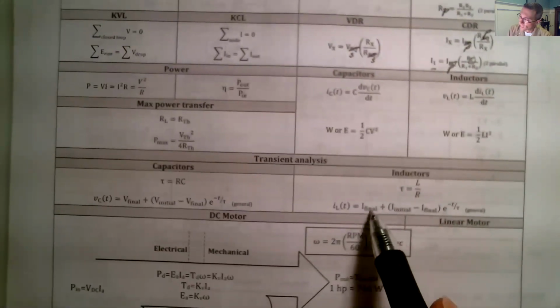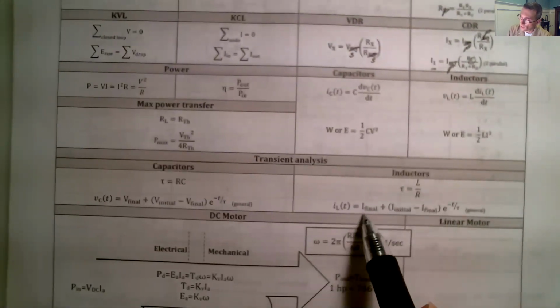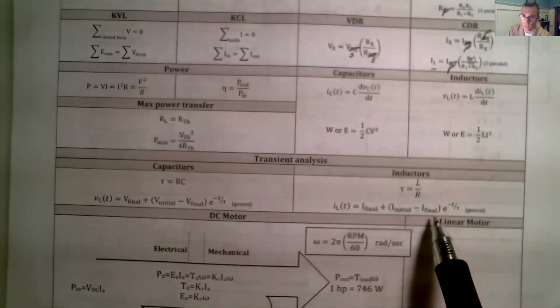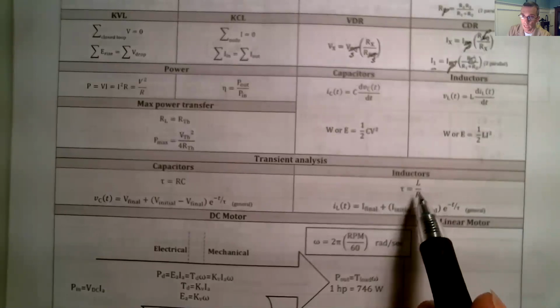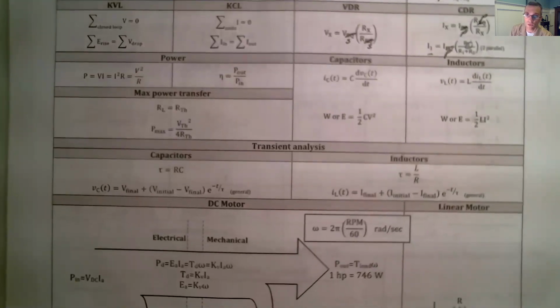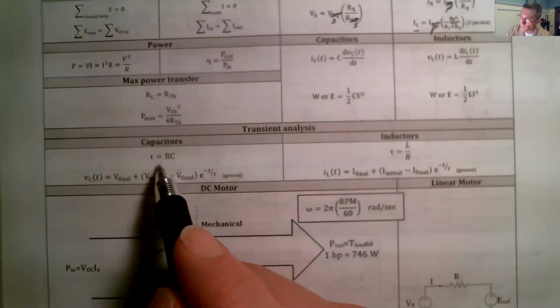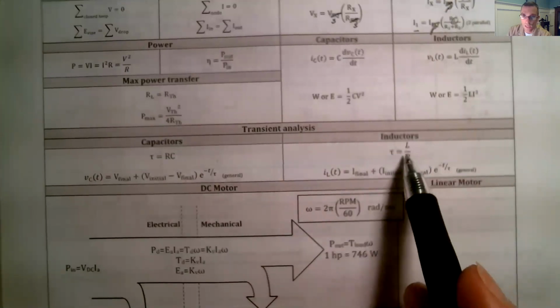All right, so in this case, it's right here for an inductor. So I final plus (I initial minus I final), in the parentheses, multiplied by the exponential. And there's tau, tau in this case being L over R. So remember, tau for capacitors was R times C. Tau for an inductor is L over R.